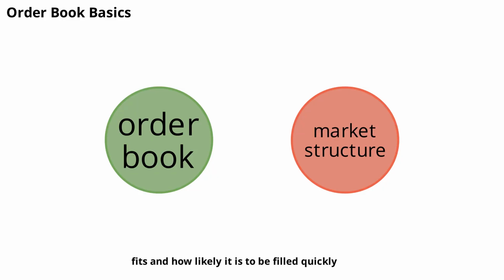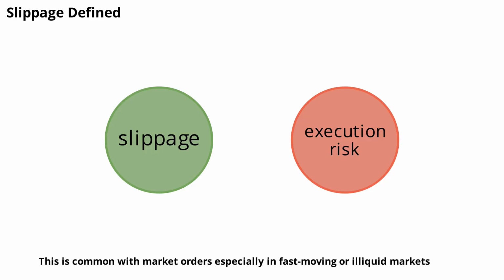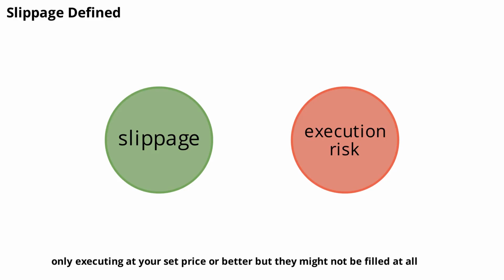Slippage happens when the price you expect for a trade is different from the price you actually get. This is common with market orders, especially in fast-moving or illiquid markets. Limit orders help you avoid slippage by only executing at your set price or better, but they might not be filled at all.